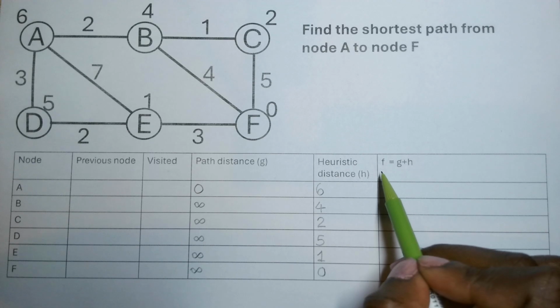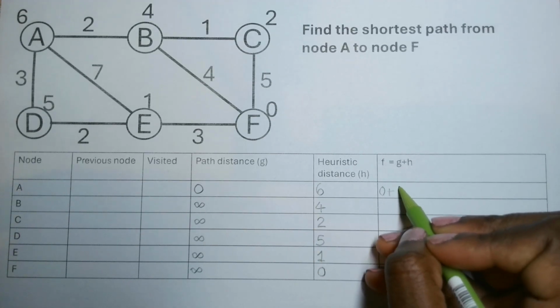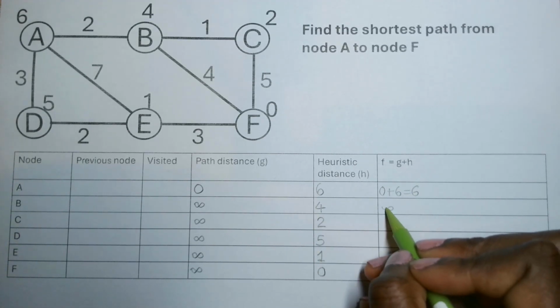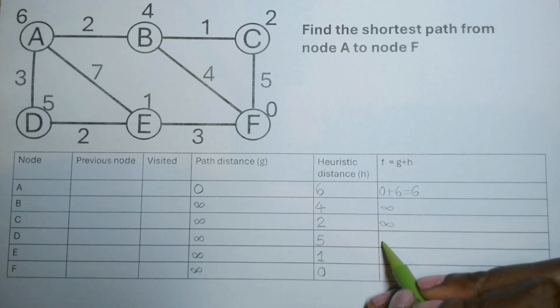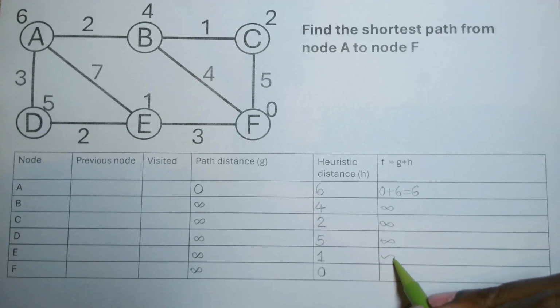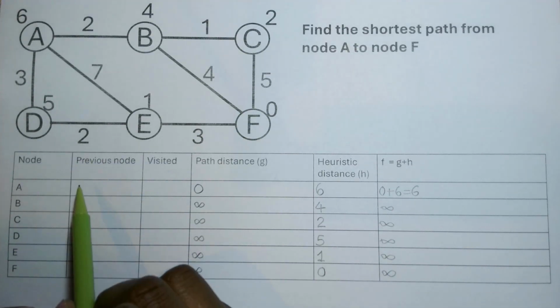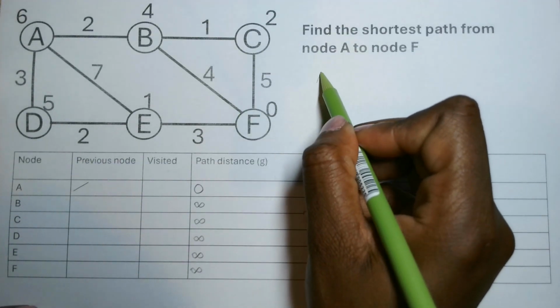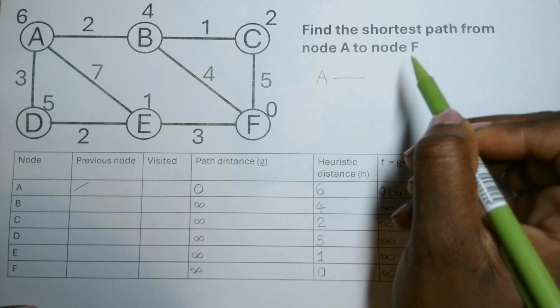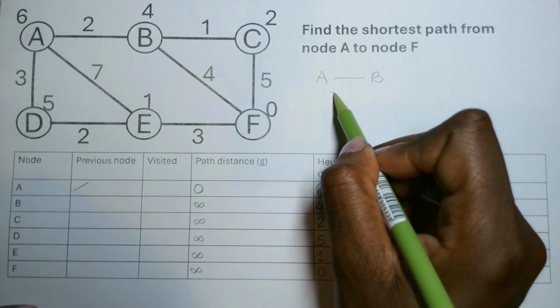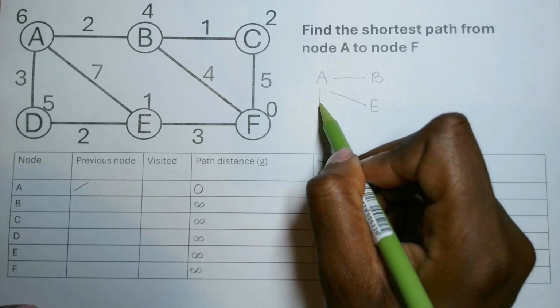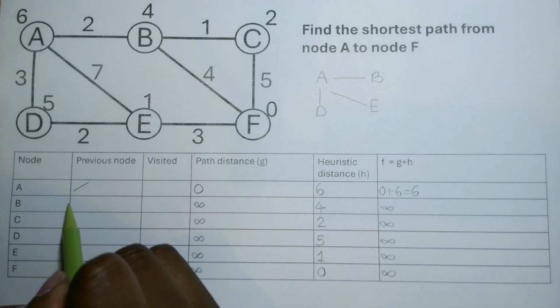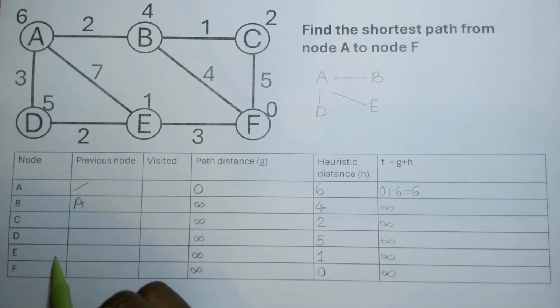We populate our F score. 0 plus 6 is 6, infinity plus 4, infinity plus 2, infinity plus 5, infinity plus 1, infinity plus 0. For the previous node, we don't have one for A, but the unvisited neighbors of A are B, E, and D. So the previous node to B is A, to D is A, and to E is A.